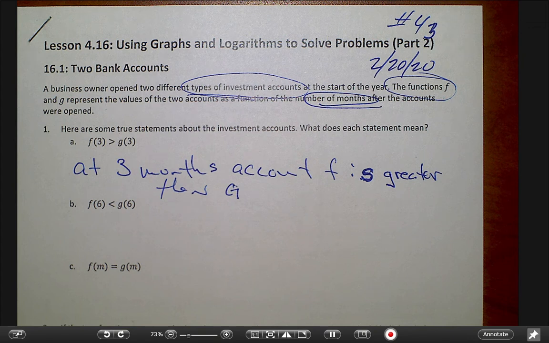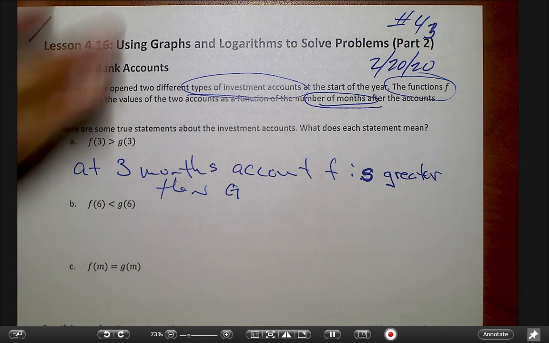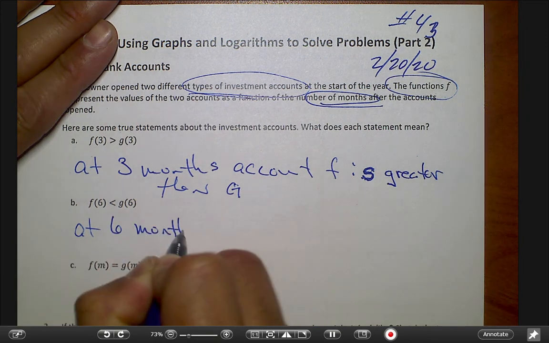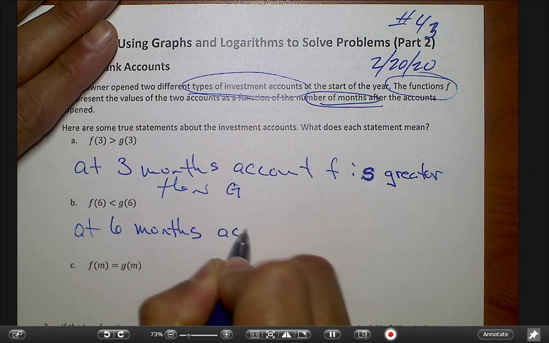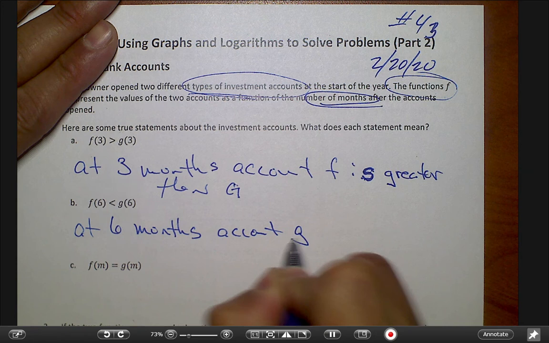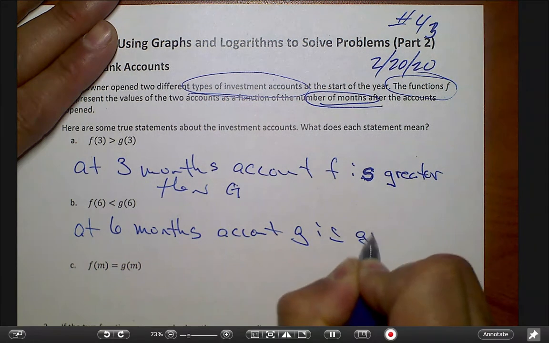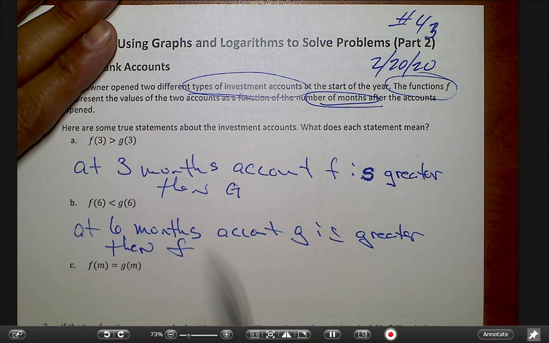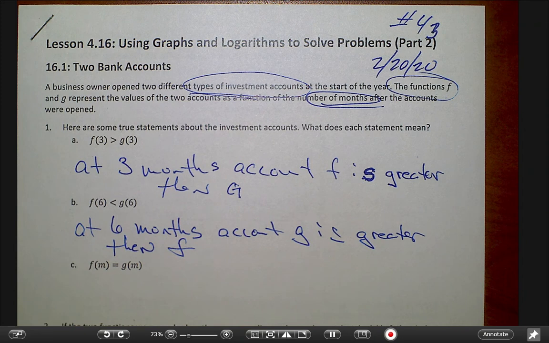So on B, what does B mean? Yeah. Okay, so what does that mean though? G of 6 is greater, so 6 months the account G has a greater value. Okay, yes. So at 6 months, account G is greater than F.